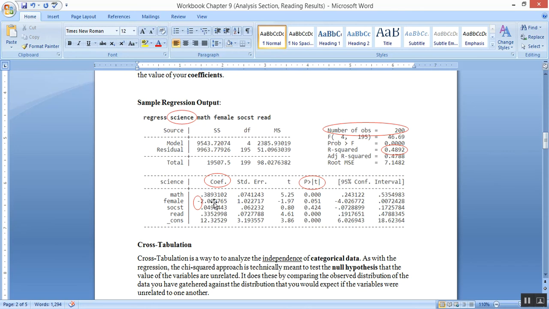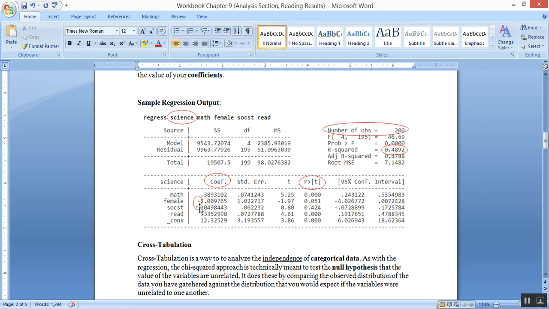So then we're going to jump over here, and we've got our coefficients. Well, the math coefficient is 0.389, and so basically what that means is that for every point increase in the math score, you see a 0.38 increase in the science score of a test taker. But you're also going to notice that there's no sign attached to that coefficient, which means it's positive. So that is a positive relationship between the math and the science scores.